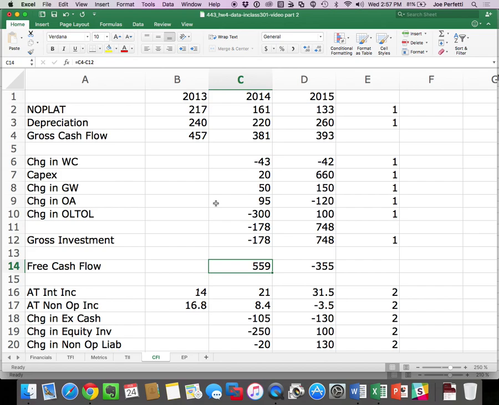When you have negative free cash flow, 2015, what's the opposite? You need cash. Where do I get the 355 from? From the excess cash. I either draw down my savings, or I issue new debt, or I sell shares. The opposite is true, or some combination and permutation.